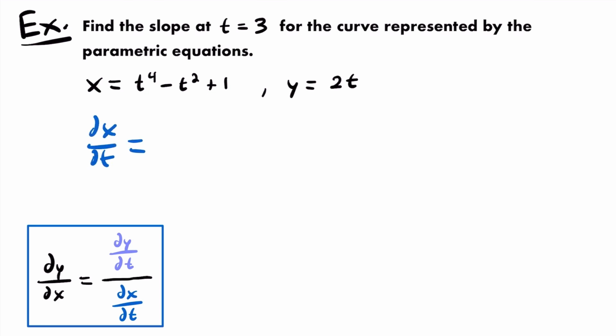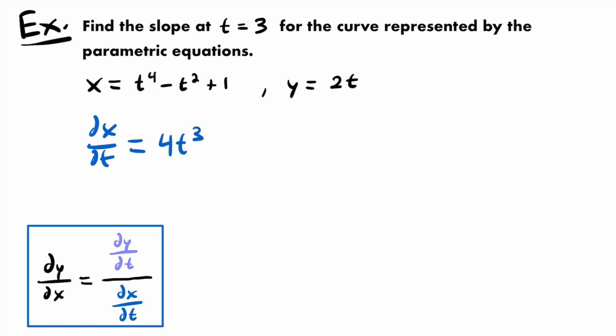That's going to be equal to the derivative of t to the fourth power minus t squared plus 1. Now t to the fourth power, we want to use the power rule for derivatives on that. We will multiply the exponent down and then subtract 1 from the exponent. So we'll have 4 times t cubed, right? That 4 is multiplied down, and 4 minus 1 is 3, so we have t cubed.